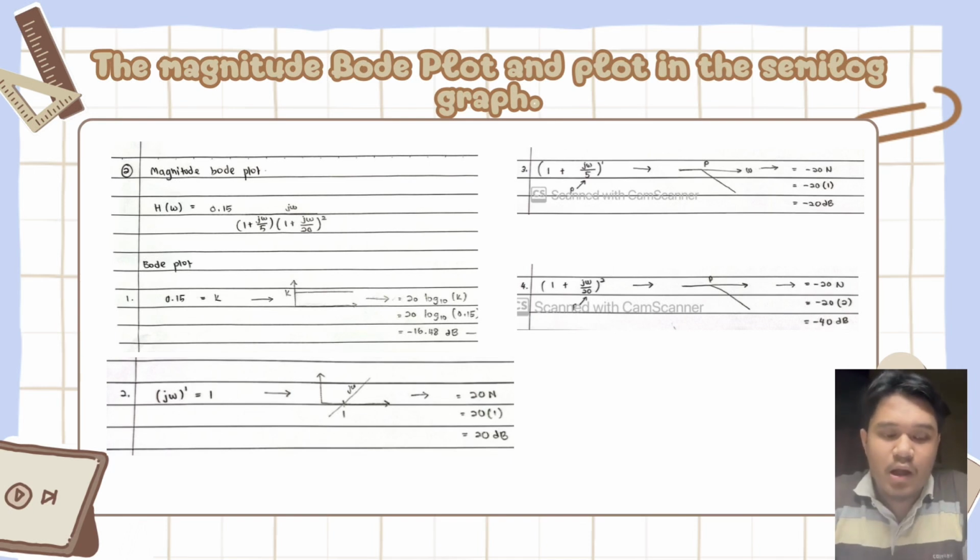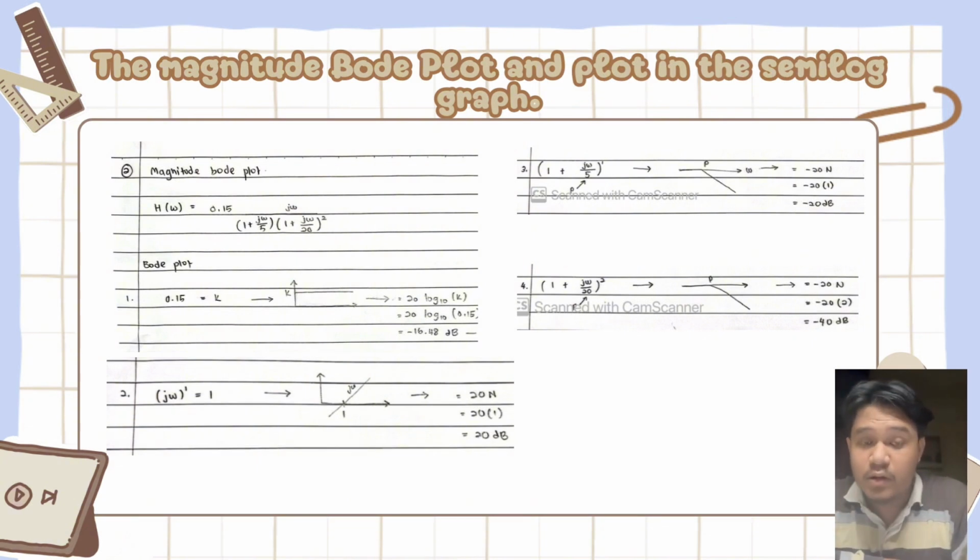Today I want to present for the assignment in advanced electrical circuits. My part is the magnitude Bode plot. Before we go to plotting the graph, we should make an equation. First, 0.15 equals K. For K, the graph is a straight line. So the equation is 20 log10 of K.